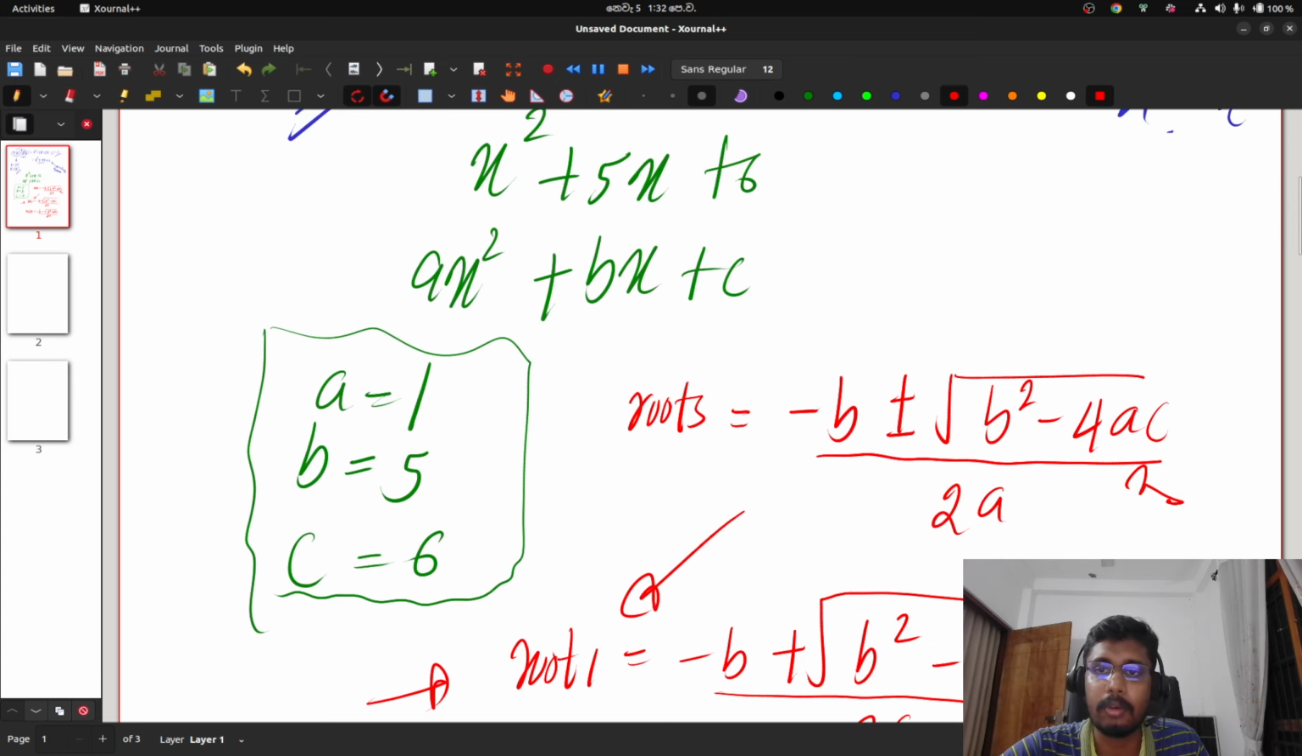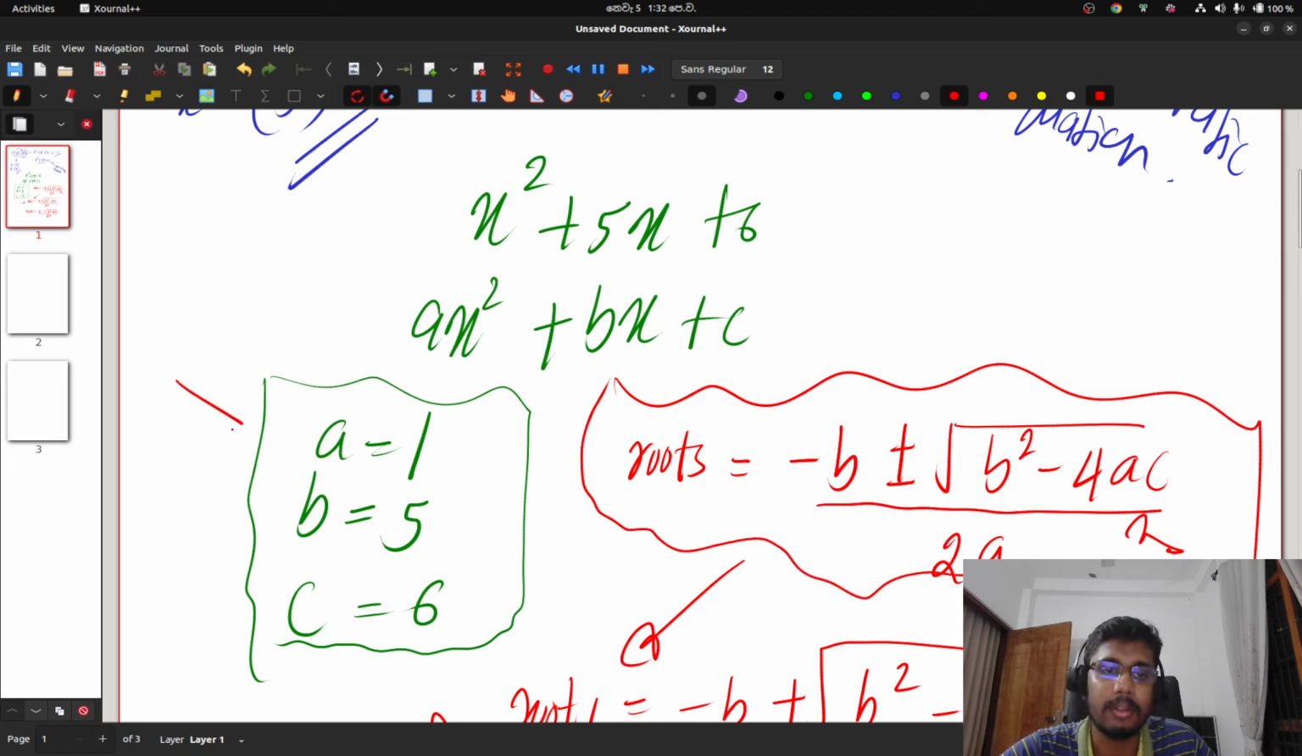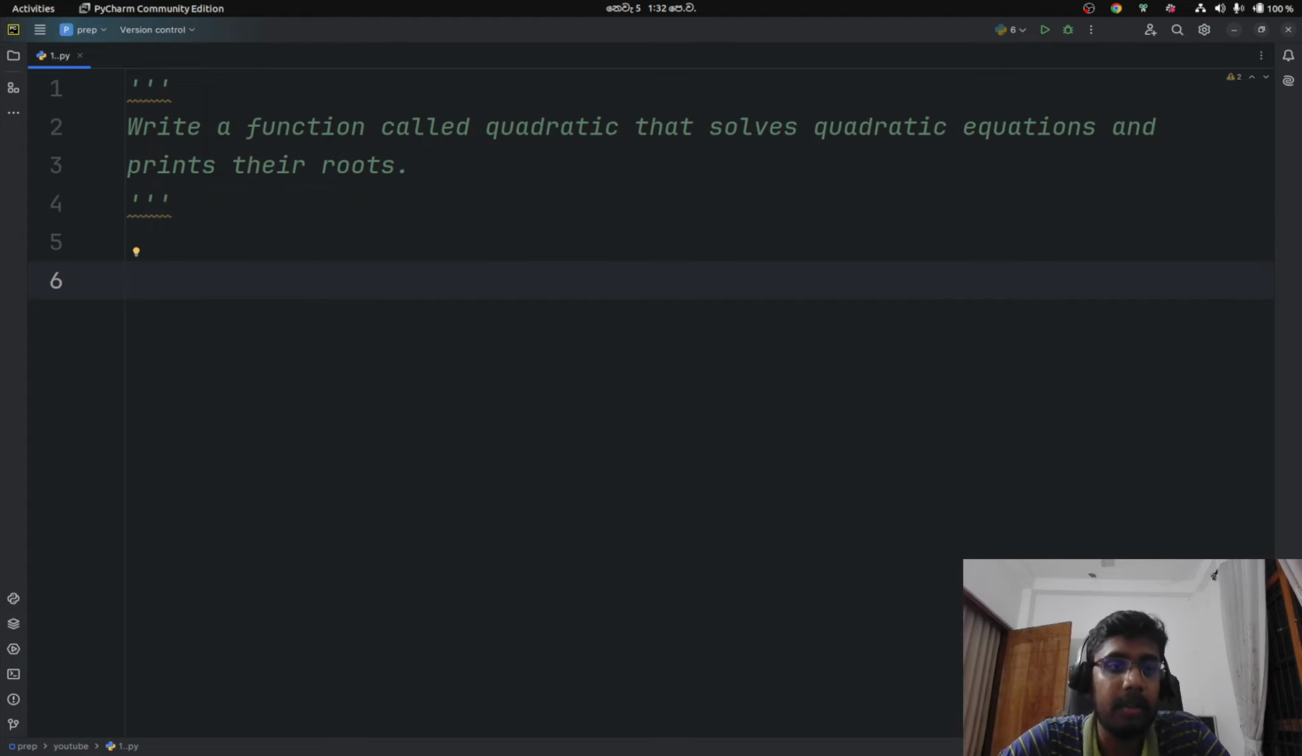So what I'm going to do is implement this equation as the contents of our function, and these will be our parameters to the function. So I'm going to go in here and then just start implementing the solution. So I'm going to use def, that's the keyword to define a function in Python, and then the function name, which is quadratic, and then we take a, b, and c. So these are the inputs to the function.